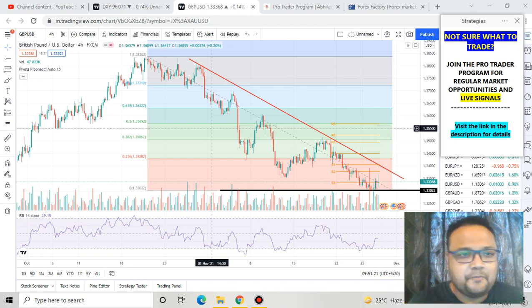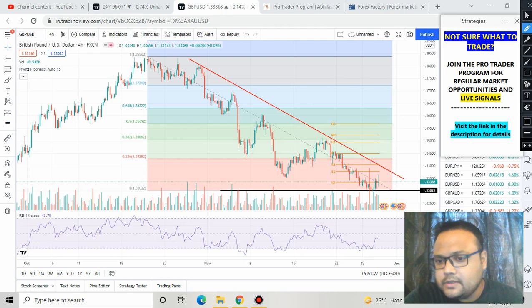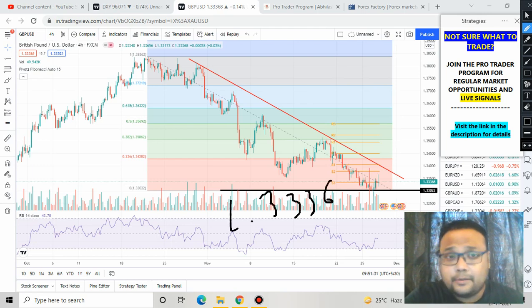So let's get started. This is the forecast chart of GBP USD in front of us right now, and the last traded price of GBP USD is 1.3336. This was the last traded price.